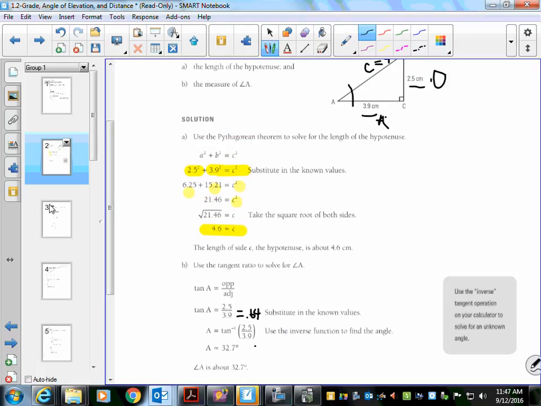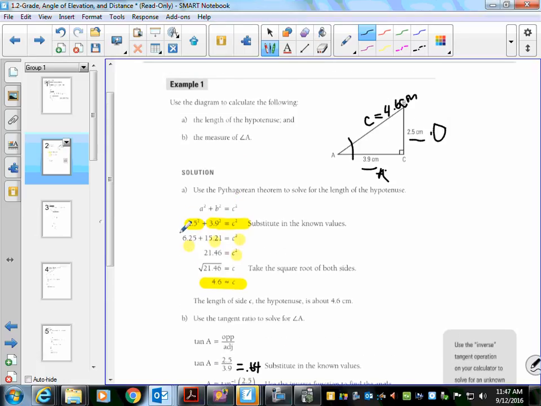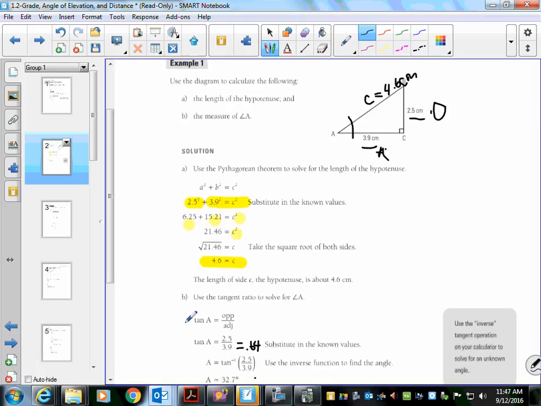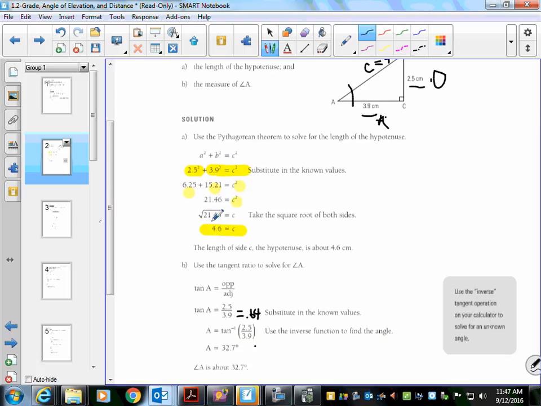So this lesson is all about you remembering a squared plus b squared equals c squared, where c is your hypotenuse, as well as remembering the ratios, SOHCAHTOA.